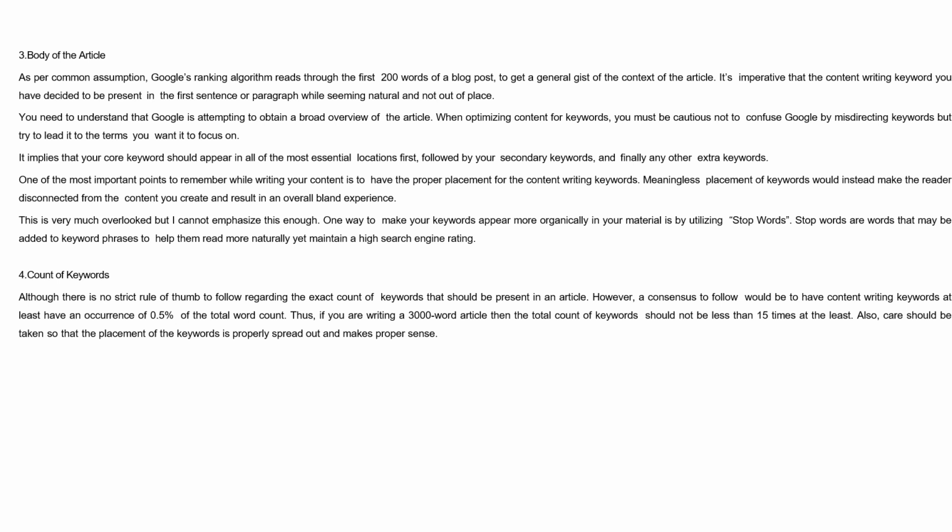Although there is no strict thumb rule regarding the exact count of keywords that should be present in the article, the consensus is to have the content writing keyword occur at least 0.5% of the total word count. Thus, if you are writing a 3000 word article, then the total count of keywords should not be less than 15 times at the least. Also, care should be taken so that the placement of the keywords is properly spread out and makes proper sense.